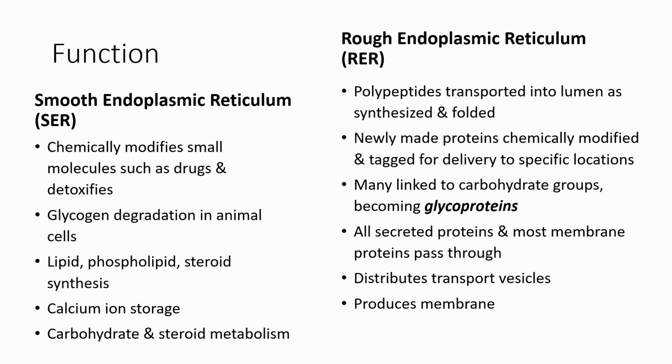So since it's got ribosomes attached to it, and ribosomes are involved with protein synthesis, hopefully that'll help you remember. Rough ER is all about making proteins and modifying them. So they can be modified where you can add carbohydrate groups onto them, turn them into glycoproteins, you can add other chemical groups, and you can also tag them for being delivered to a specific part of the cell.